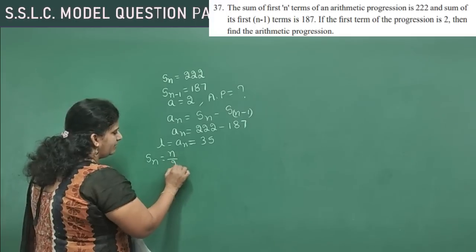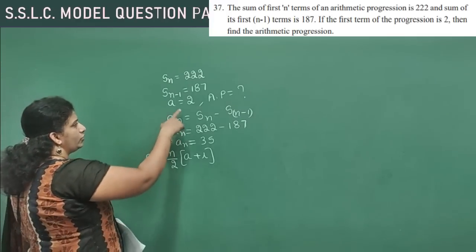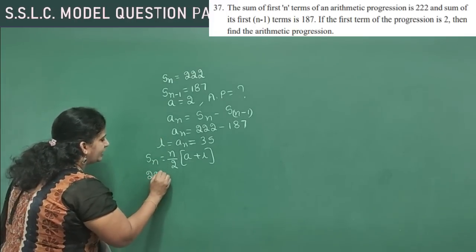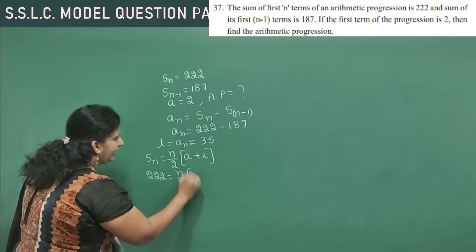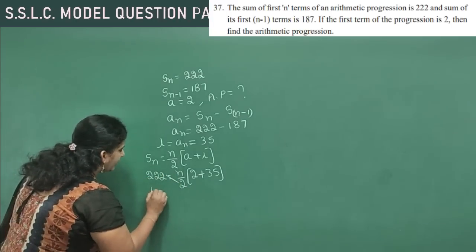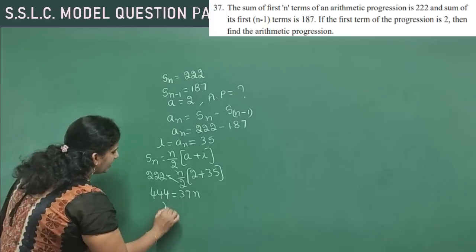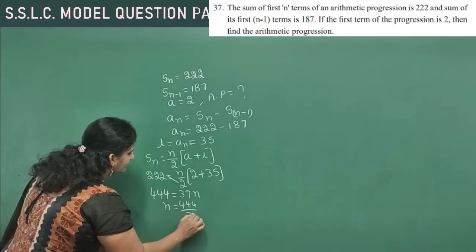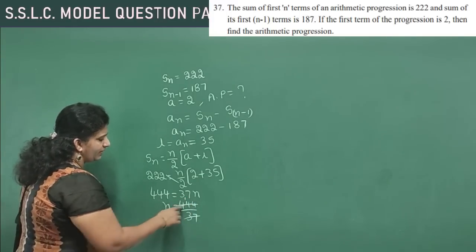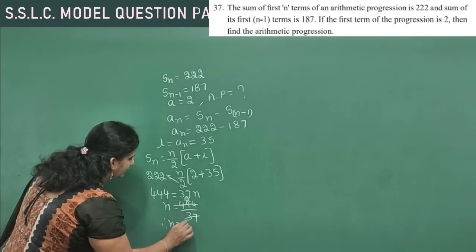When you know the first term and last term, Sn is equal to n by 2 into (a plus L). You know L, you know a, and Sn also you know. Substitute all those. Sn value is 222. We don't know n, so n by 2 into (a value is 2 plus L value is 35). Send this 2 here, that is 444 is equal to 35 plus 2, which is 37n. And again n is equal to 444 by 37. Let's try to cancel. 37 ones are 37 and here it will be 74. 37 twos are 74. Therefore n is equal to 12.